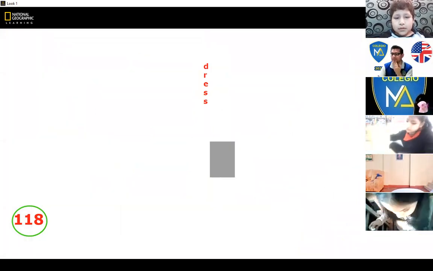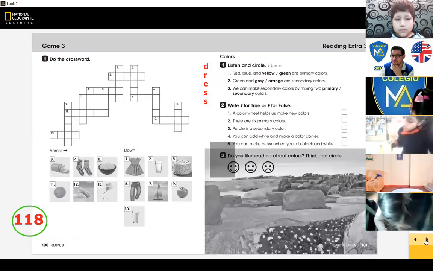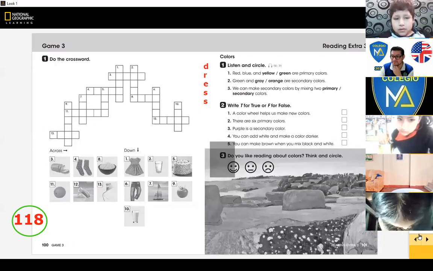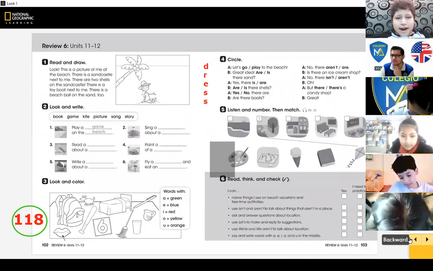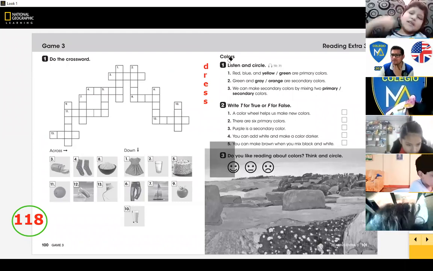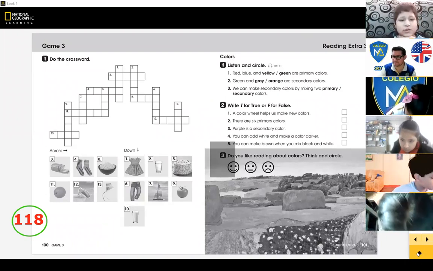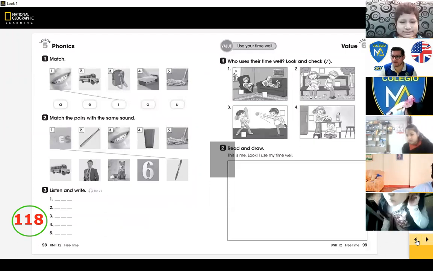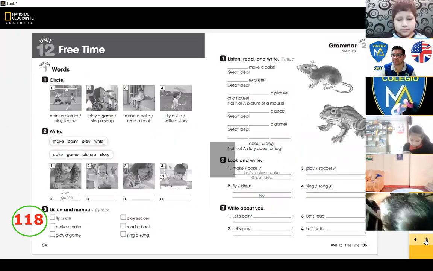I'm going to go back to this. Yeah, we are here. What else are we going to do now? I think we're going to skip this part because we finished all of this, right?